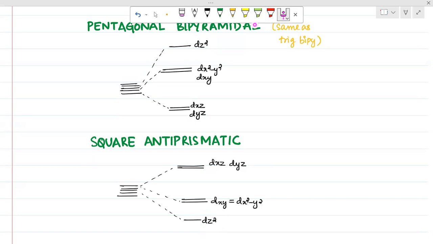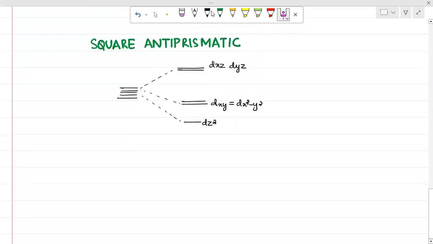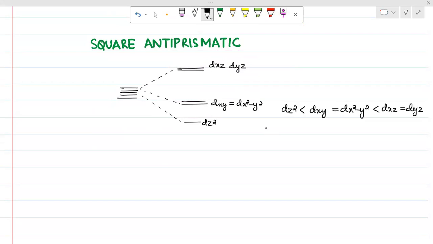I'm not giving any hints. You can find out your own way and you can check. Here, this is at the bottom, and in the next geometry, this has come to the top. Okay? So here the trend is dz square is the least, followed by dxy, dx squared minus y squared, and then you have dxz, dyz. Square antiprismatic.